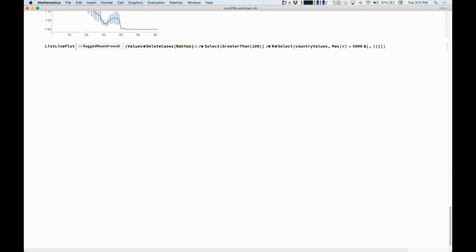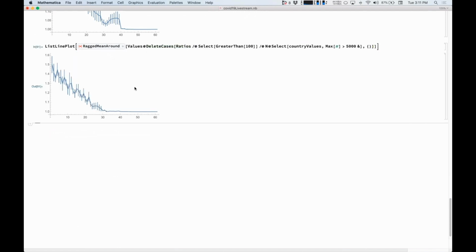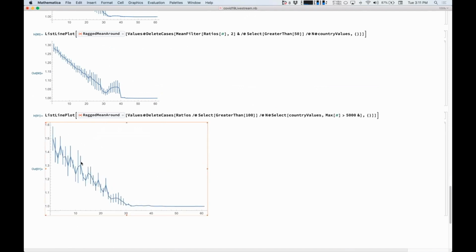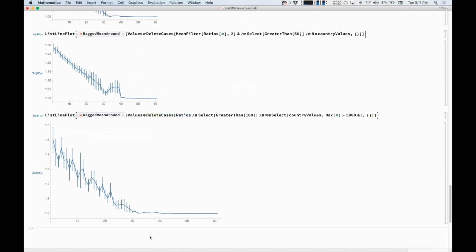Let's change. What did you change? Oh, I got rid of the mean filter. So that's showing the daily.